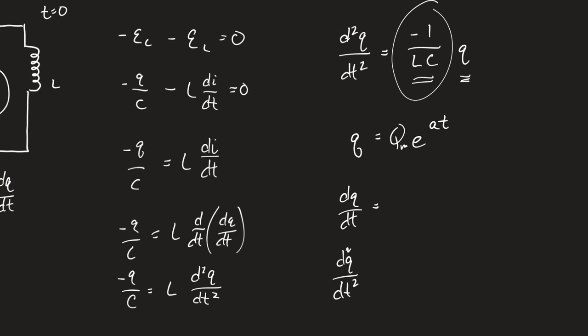When I take the first derivative of this, I'll get Q times A e to the AT. If I take the second derivative, meaning taking the derivative of this again, I'll get Q A squared e to the AT. You see it? So if I collect the Q and the E part, this is A squared times Q. The second derivative has given me back my original function times a constant.